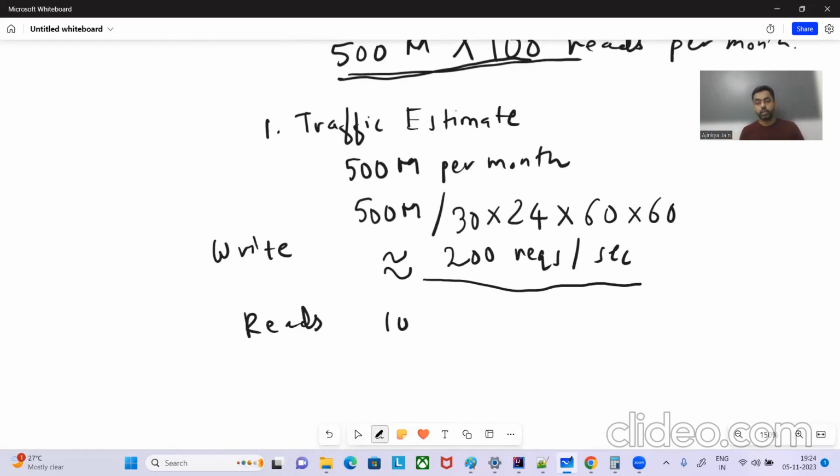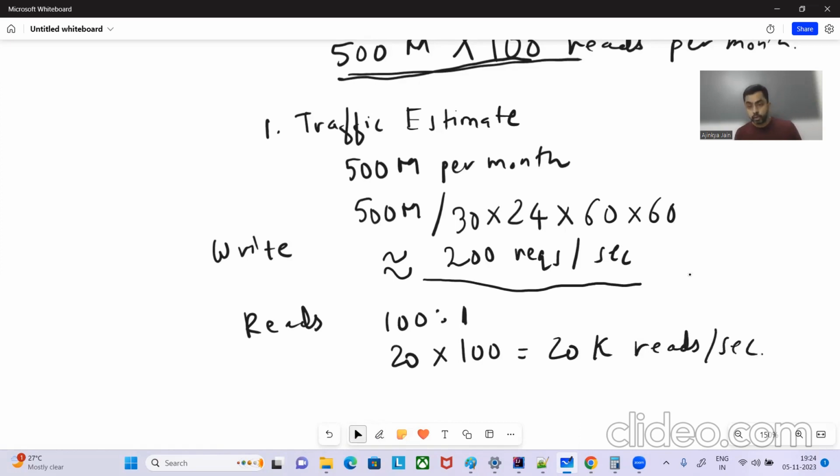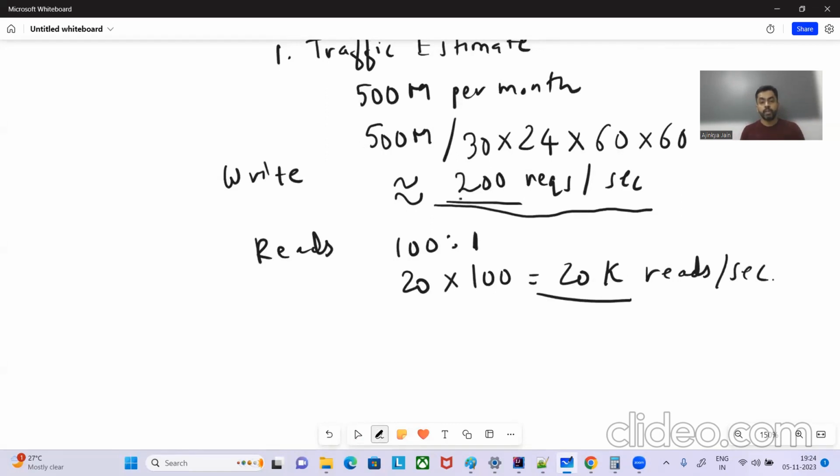Considering a 100 is to 1 ratio, if there are 200 requests per second, then reads will be 200 into 100, that is 20k reads per second. So our system should be robust enough to handle these many writes and these many reads. So these would be the traffic estimates: writes should be 200 requests per second, and reads will be 20,000 reads per second.